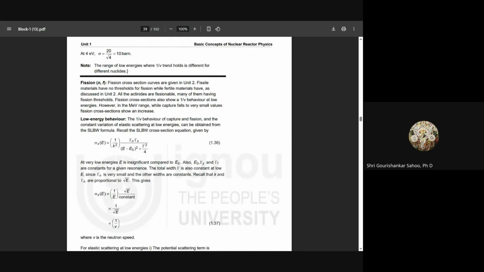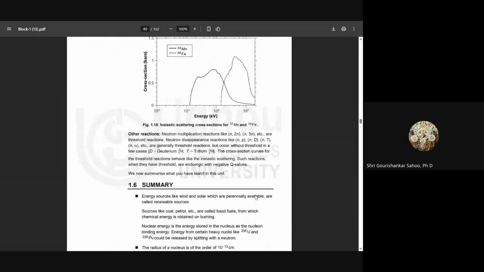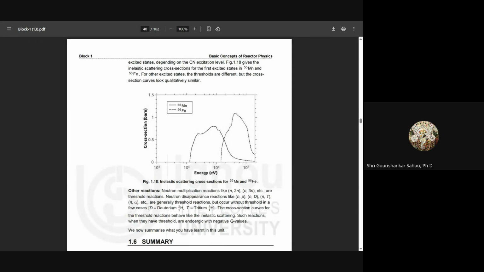Then fission, (n, f), low energy behavior. Inelastic scattering cross section for manganese and iron is shown on the screen. The neutron multiplication reactions like (n, 2n), (n, 3n) are threshold reactions. Neutron disappearance reactions like (n, p), (n, d), (n, t), for hydrogen, deuterium, and tritium, and (n, alpha) are generally threshold reactions, but occur without threshold in a few cases. The cross-section curves for the threshold reaction behave like the inelastic scattering. Such reactions, when they have a threshold, are endoergic with negative Q value.